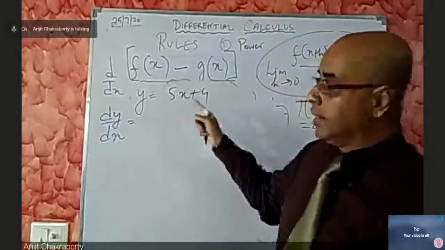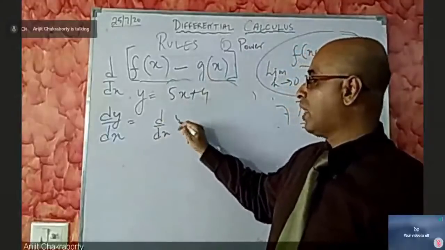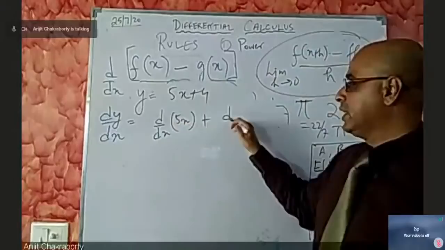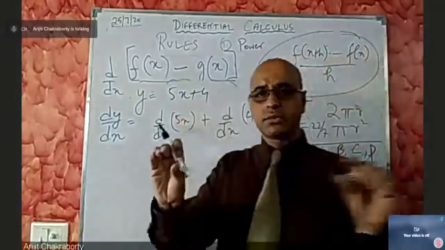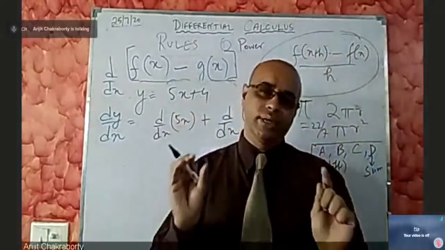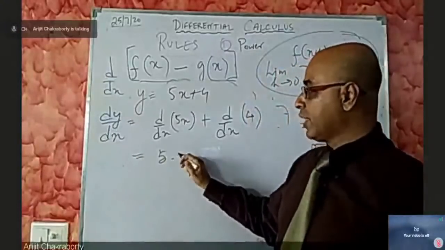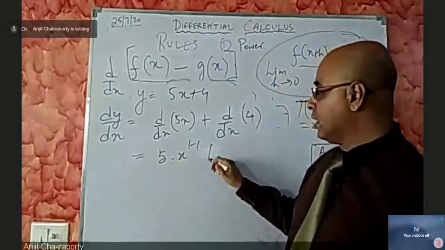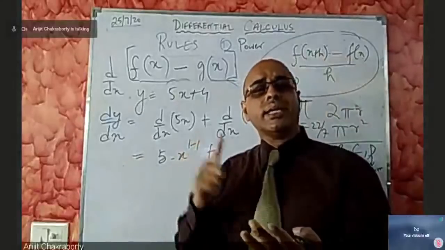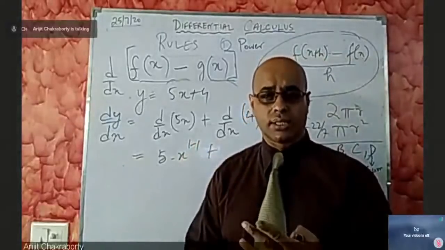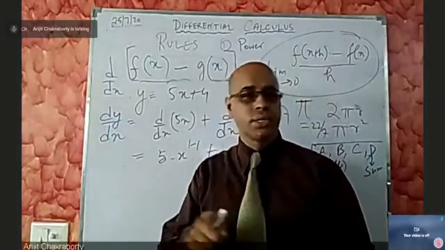Here we apply the same rule. So it is d dx of 5x plus d dx of 4. We break it into two parts, and part by part we are differentiating. 5x means 5 into x to the power 1 minus 1, plus d dx of 4. Now 4 is a constant, a positive integer, and we know the differential coefficient of a constant is 0.